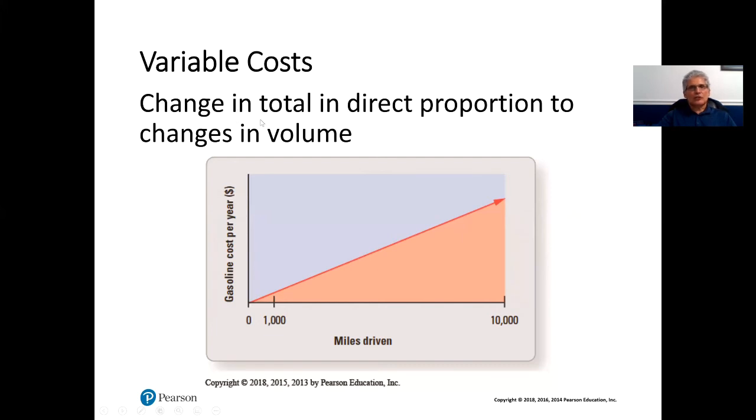Variable costs change in total in direct proportion to the change in volumes. So let's take that same vehicle and we talk about driving 0 all the way to 10,000 miles. Well, what will change is the gasoline costs. As you drive more miles, your gasoline costs will go up. That's what we refer to as a variable cost. It will change. Those are costs that will change in total in direct proportion to the change in volumes.